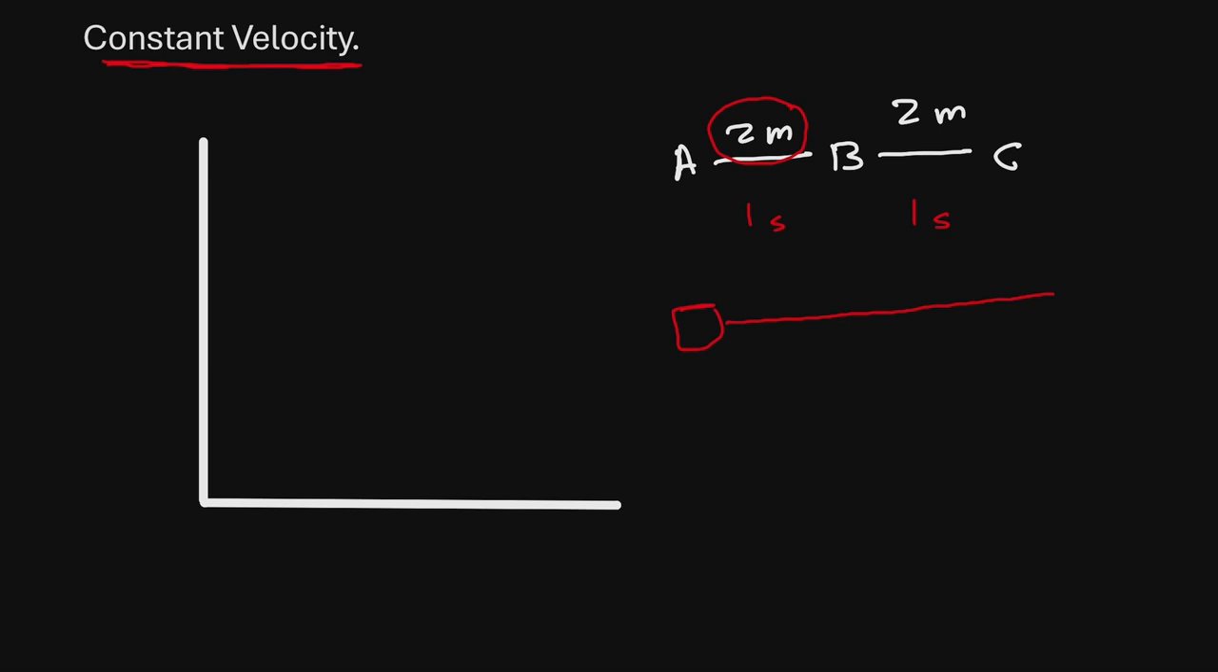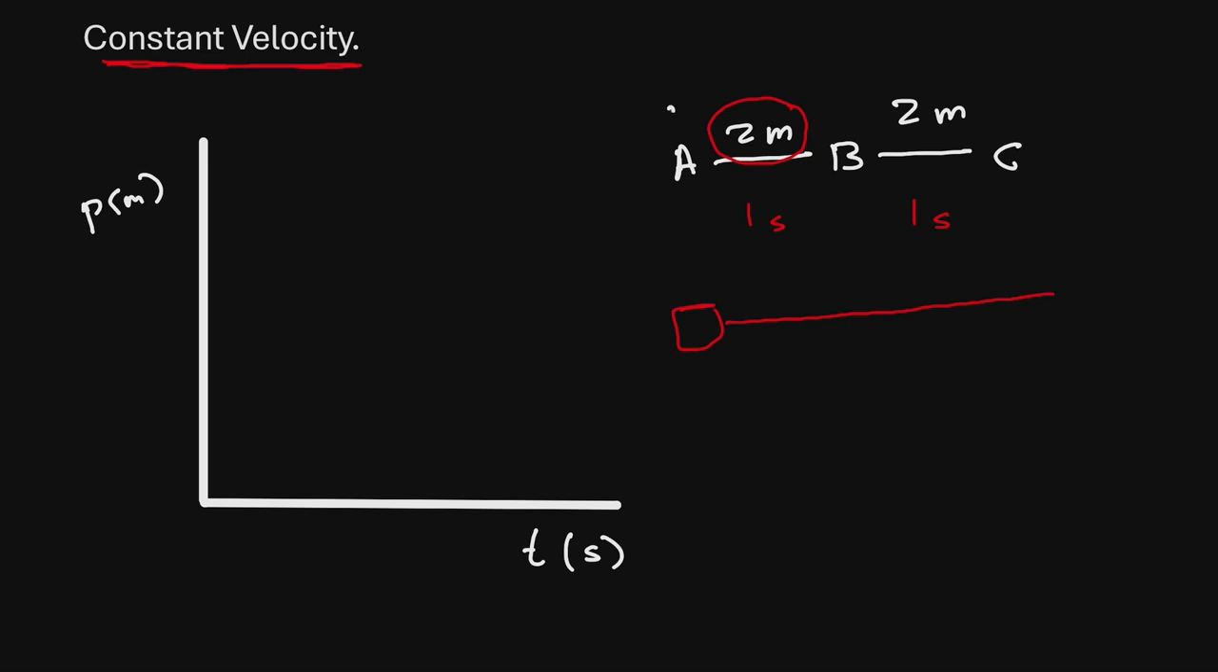So now, let us look at a position time graph of a constant velocity. So we're going to say on our vertical line, we're going to have position, which is in meters. And then on the x-axis, we're going to have what? Time, which is in seconds. So let us use this scenario that we have made here to actually plot this position time graph.